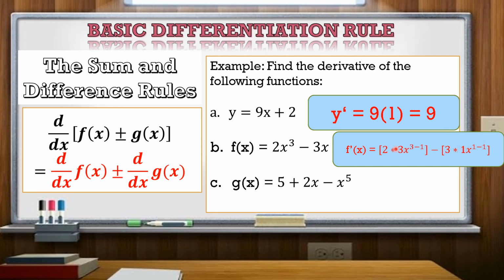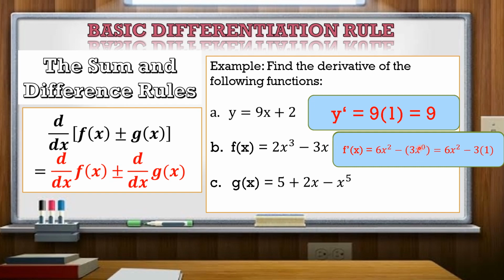And this is the derivative of 2x cubed. Then, we will simplify. 2 times 3 kanina is 6. Then 3 minus 1 is 2. Ito naman, 3 times 1 is 3. And then yung exponent ito, 1 minus 1 is 0. Kaya naging ganito siya. Then we will simplify.